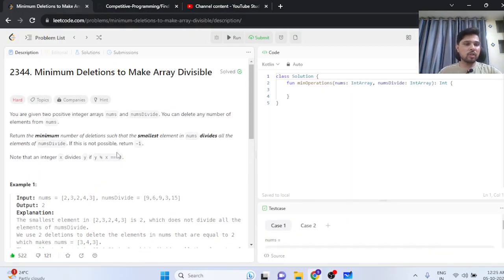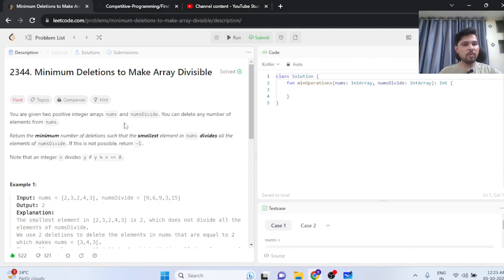So today we are going to discuss another LeetCode problem. The problem is minimum deletions to make array divisible. I'm not sure why it is marked as a hard. I don't think it is really a hard problem. It should be treated as a medium level problem.